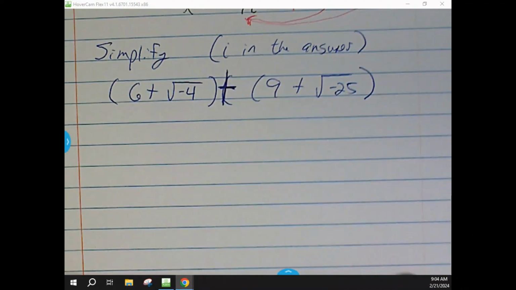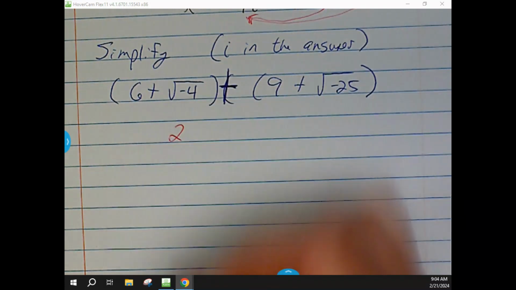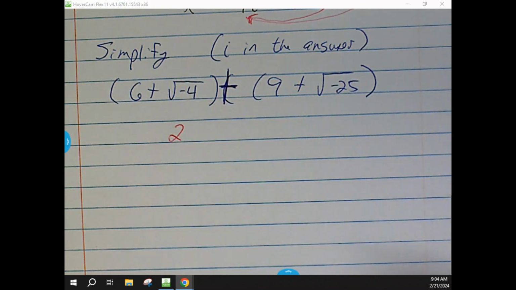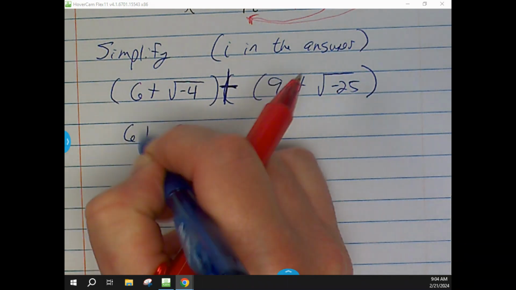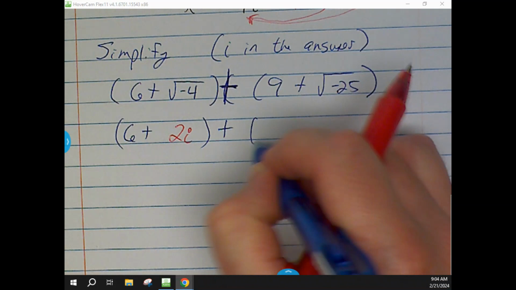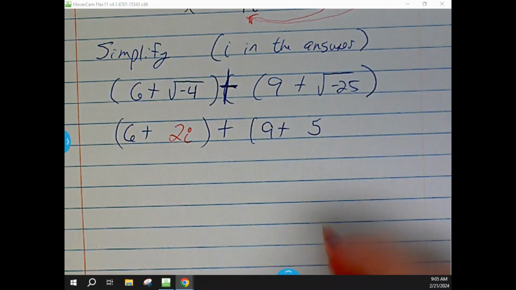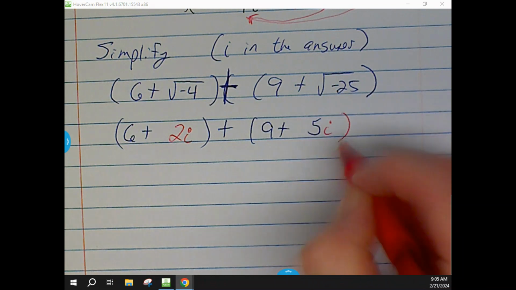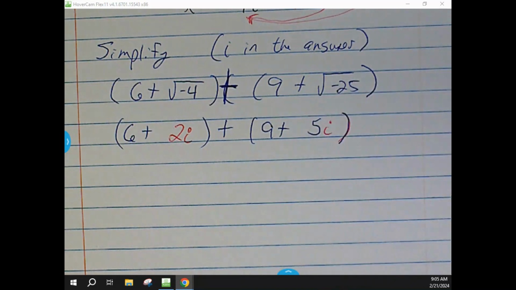Okay, so for your square roots, if it was square root of 4, we know that would be 2, correct? But because it's square root of negative 4, it's not 2, it's 2i. Okay, same thing on the second one. We've got 9 plus, well, the square root of 25 would be 5, but because it's square root of negative 25, that would be the i that we have to put in there. So we've got to take out these negative square roots first to get our i term.